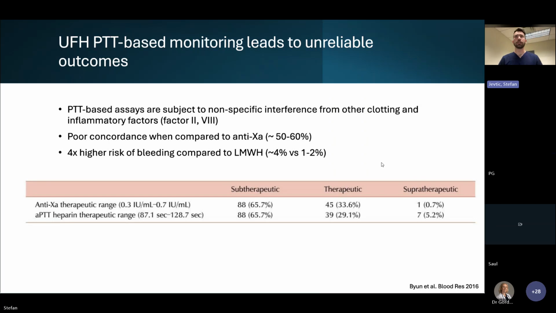Because of this, we've seen in a lot of studies and meta-analyses that unfractionated heparin has about a 4 times higher bleeding risk compared to low molecular weight heparin. So about 1 to 2% with your LMWHs and 4% with unfractionated.